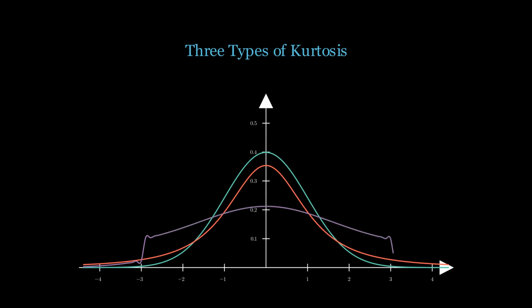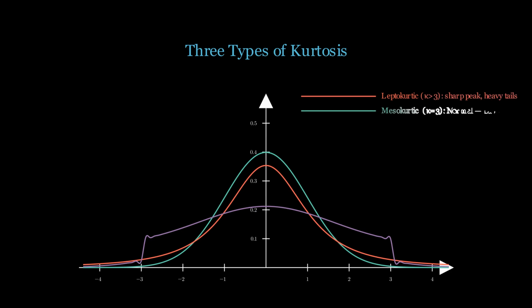Platykurtic in purple has negative excess kurtosis. It has a flatter, broader peak and thinner, lighter tails. Values cluster less around the mean and more in the shoulders of the distribution. The uniform distribution is the extreme platykurtic example.